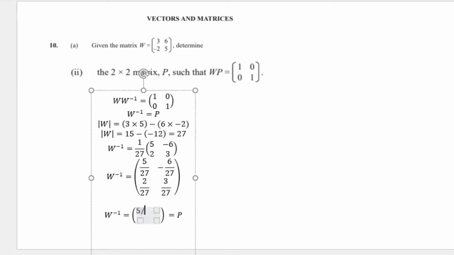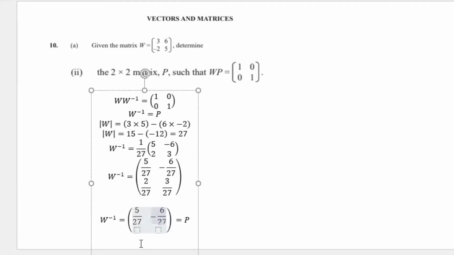So we'll have 5 over 27 here. Then we have negative 6 over 27 here. For this one, 2 over 27. And then this 3 over 27 can be simplified. 3 into itself goes 1 time. 3 into 27 goes 9 times.